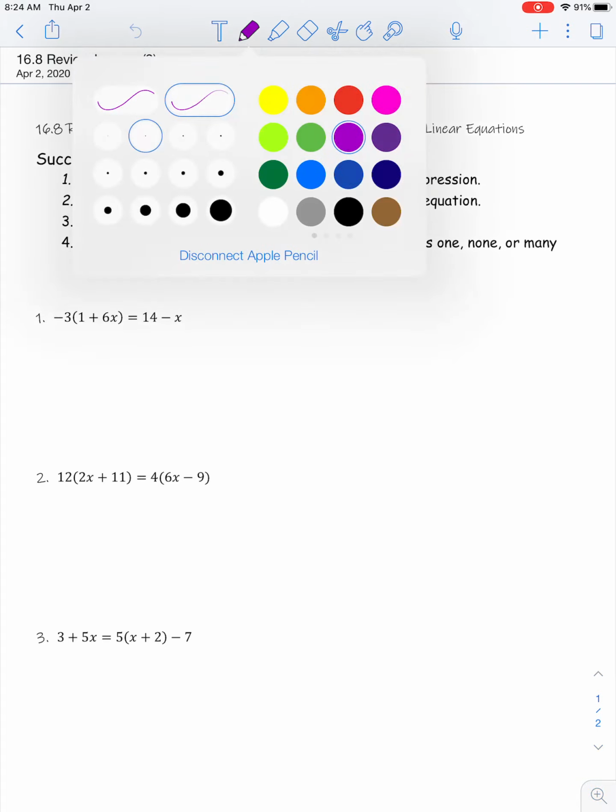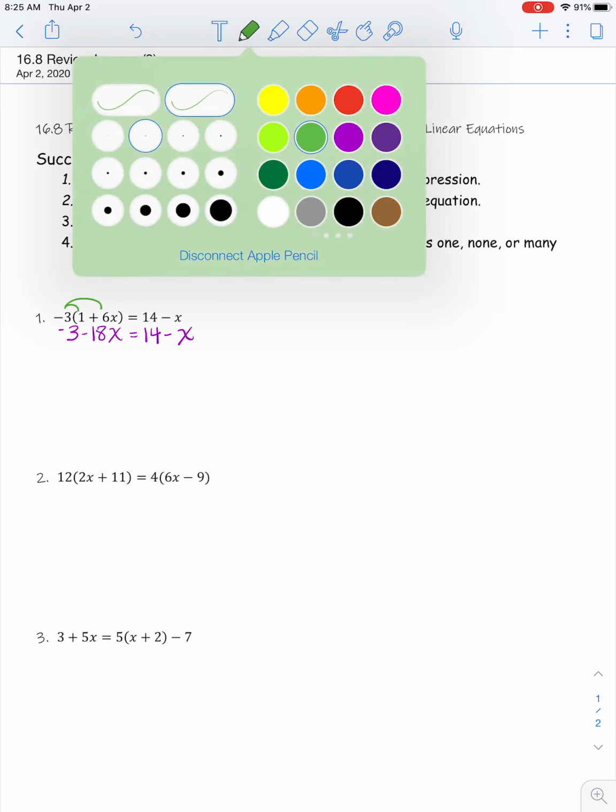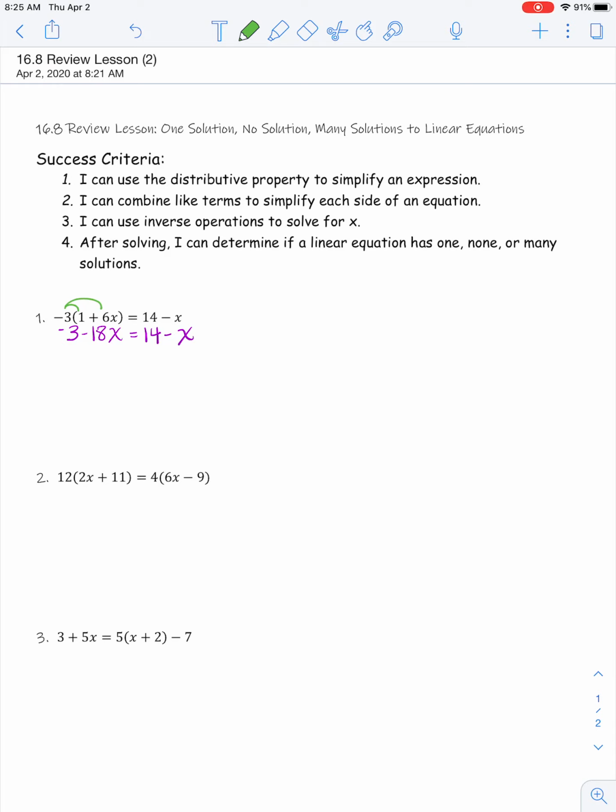So I'm looking at number 1 and I'm saying to myself, do I need to use the distributive property? And I do, so I'm going to go ahead and do that, distributing this -3. Okay, once I do that, I have -3 minus 18x is equal to 14 minus x. Just as usual, I'm going to combine any like terms on either side if I have them. In this case, I don't, so I'm going to move right on to getting x by itself, which means I need both of these x's on the same side.